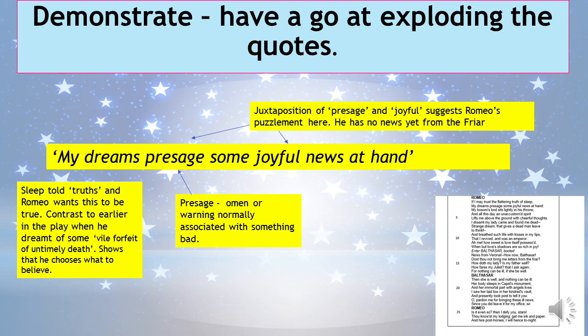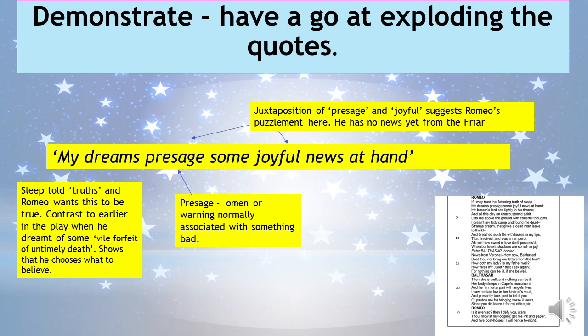Right, so just to demonstrate it, depending how deep you are going with your lesson 1 work, you might be exploding the quotes there. But don't forget that those quotes are looking at the whole play, not just Act 5 Scene 1. So here you can see I've actually exploded this quote. The first quote I've chosen here shows the idea of juxtaposition, which is what I said before: presage and joyful, so the omen and the idea of being joyful.